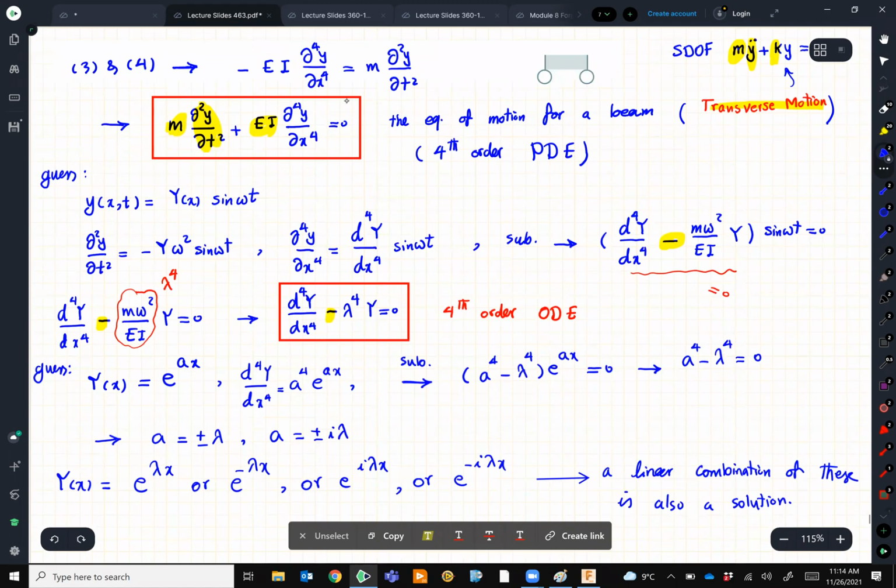So we are trying to solve this equation. I'm just repeating it for the sake of recording. So we try to solve this equation for a beam. We guess an answer, y(x,t). Let's put it inside a box, not that box.